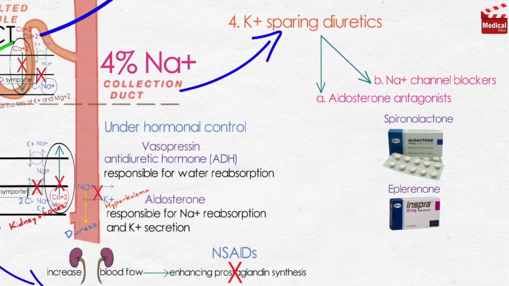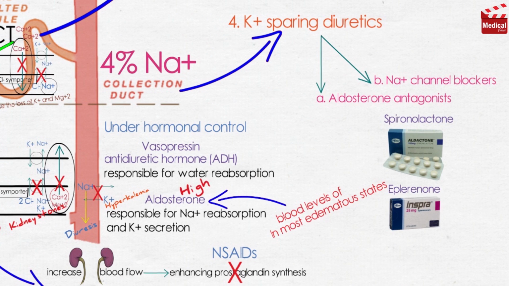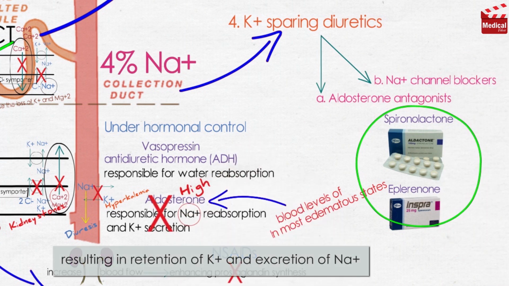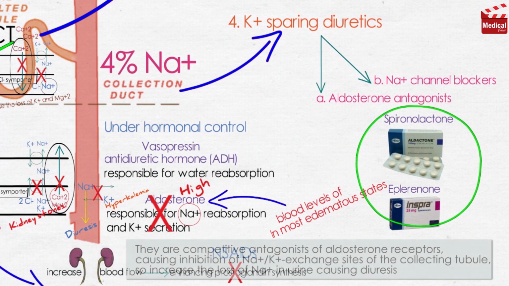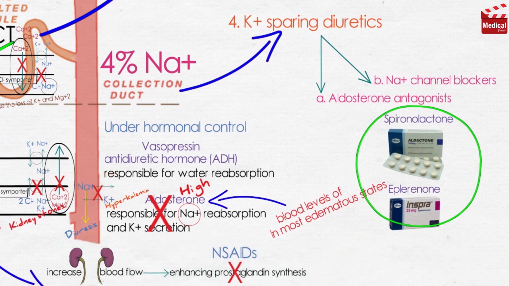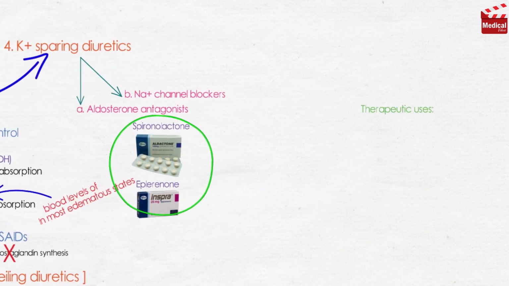First, you should know that, in most edematous states, blood levels of aldosterone are high, causing retention of sodium. Spironolactone and eplerenone antagonize the activity of aldosterone, resulting in retention of potassium and excretion of sodium. They are competitive antagonists of aldosterone receptors, causing inhibition of sodium and potassium exchange sites of the collecting tubule, so they increase the loss of sodium in urine, causing diuresis. Let's talk about their therapeutic uses.